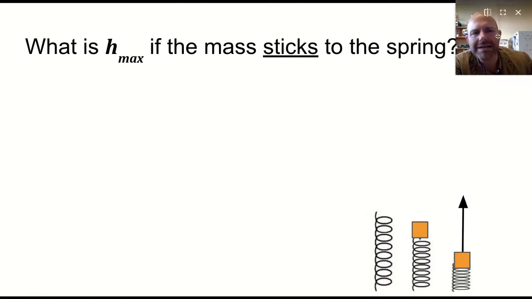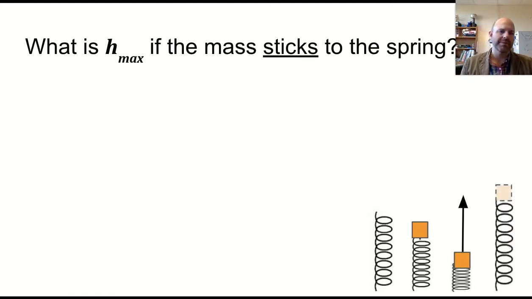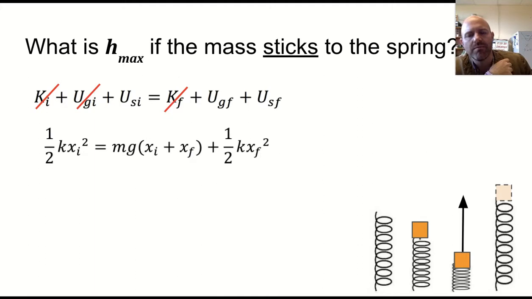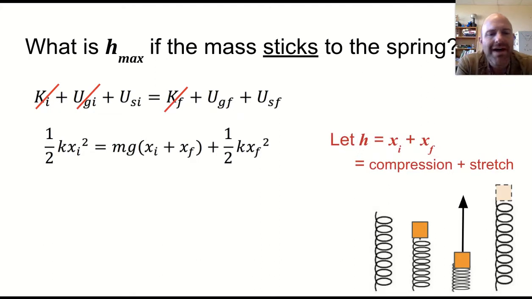All right. What if the mass actually sticks to the spring? So what if we attach it? Well, then we get a slightly different scenario because instead of just being launched upward, the spring then stretches out. And of course, as the spring stretches out, we store energy again, right? So now the conservation of energy equation changes to have both gravitational and spring potential at the end. So we have a slightly larger, slightly more complicated equation. And the height we go up is the initial compression plus the final stretch length added together, right?